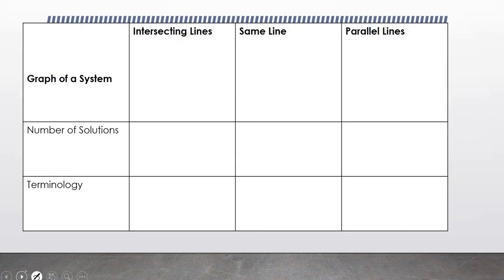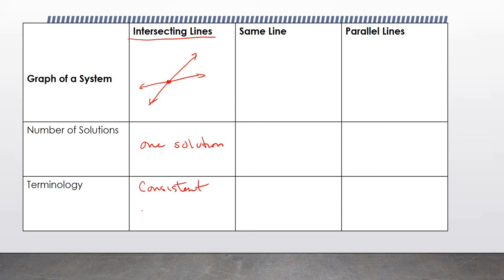Let's look at this in another form. Make yourself a table. And then again, come on back. Okay, so intersecting lines. The graph would look something like this. Lines that intersect cross in one place. There is exactly one solution for this graph. There's only one point that is on both of those lines. And therefore we call it consistent and independent.